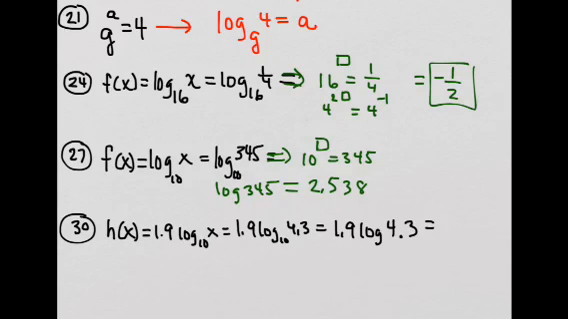So number 30 is another calculator problem that they want you to evaluate. So it's 1.9 times log base 10 of 4.3. So it's the same thing as 1.9 log of 4.3. So you don't have to have the base 10. So just put it in your calculator just like you see it, and it should give you the answer of 1.204. And so remember, this is the exponent that would make this function true. Okay, I forgot to put this here.